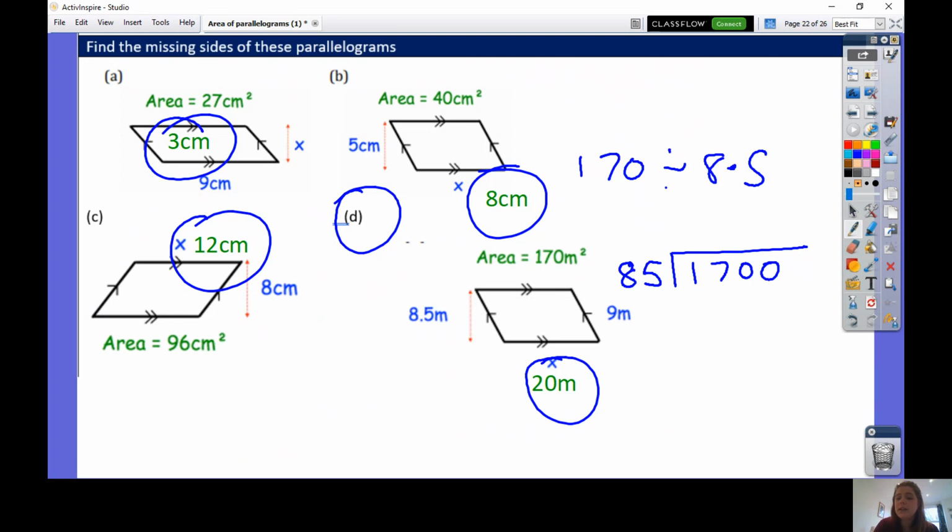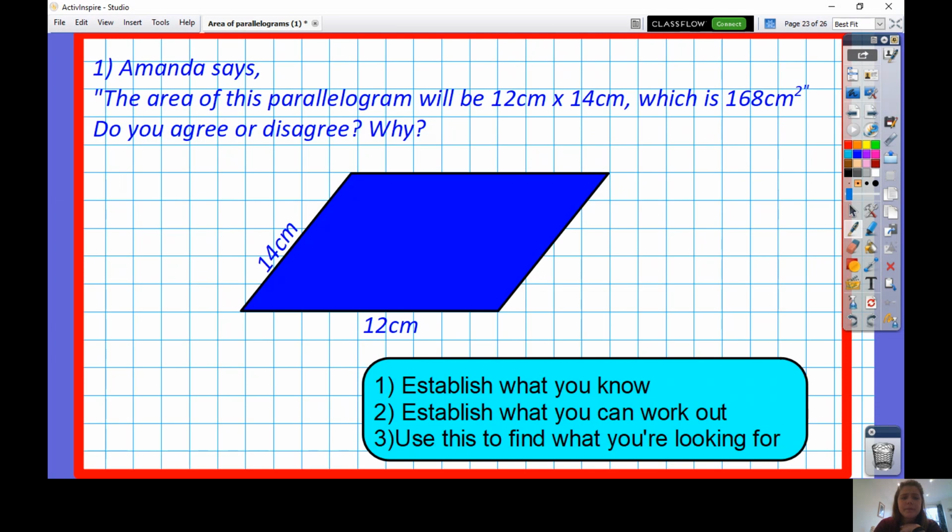Another thing that you could have done then is thought about 8.5 and what double 8.5 would be. Double 8.5 is 17. So 8.5 times 20 would be 170. Loads of different ways, but I think if I was unsure, I would have done this. I'd have just multiplied both numbers by 10, so I'm not dividing with a decimal. Right, the reasoning problems.